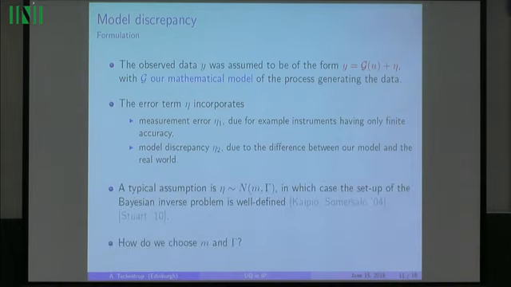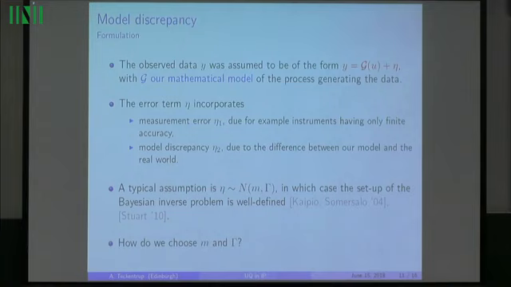Now, a typical assumption which you see quite often, which you also saw in the talk earlier, is that this error term eta is normally distributed. So it's a multivariate normal with some mean m and some covariance gamma. One reason that this assumption is frequently used is that everything is well defined in that case. The setup of the Bayesian inverse problem that I showed you in the beginning is well defined. Everything that I said still goes through.